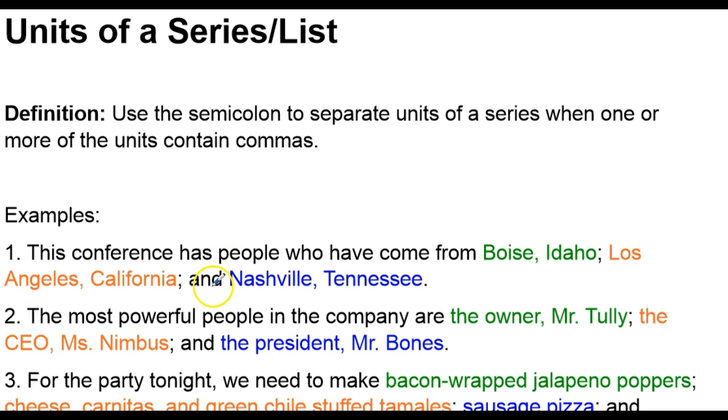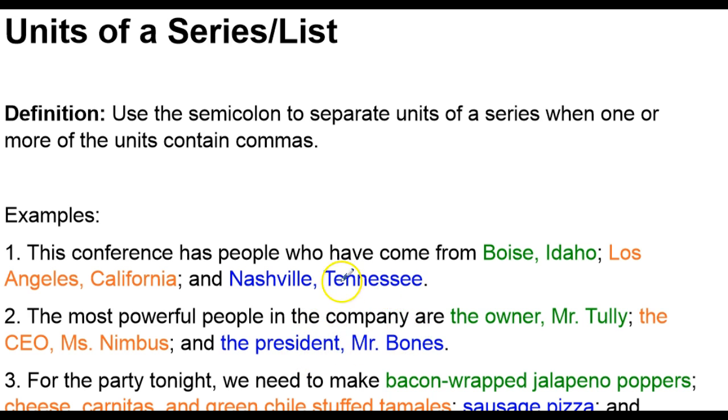Number 2, the most powerful people in the company are the owner, Mr. Tully; the CEO, Miss Nimbus; and the president, Mr. Bones. Okay, I've got what my person's job title is with his name. Again, job title for CEO with her name. And then again, job title, the president, with his name again, Mr. Bones.